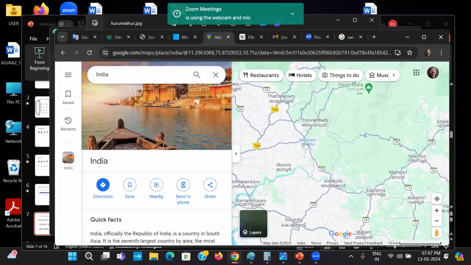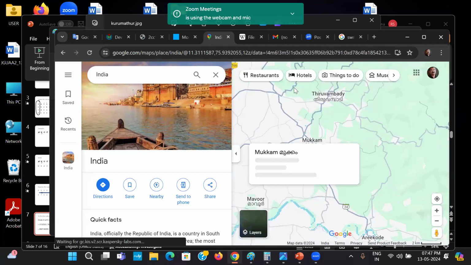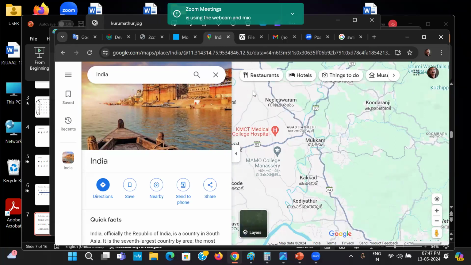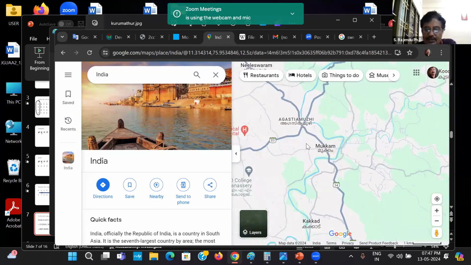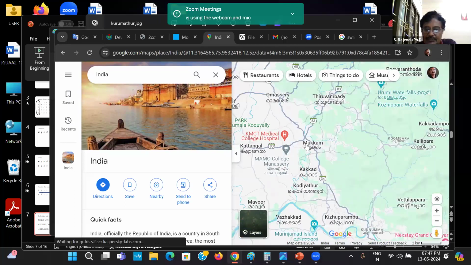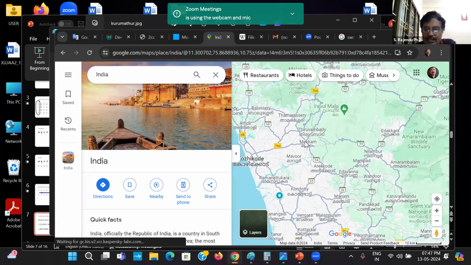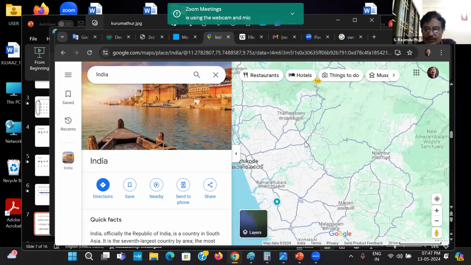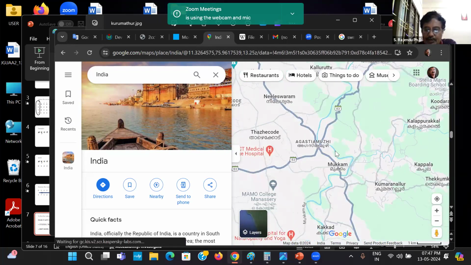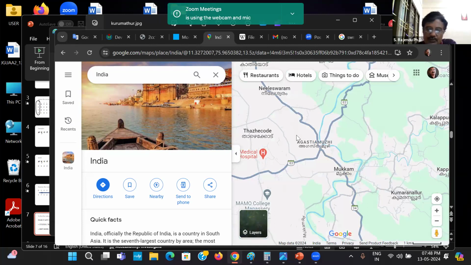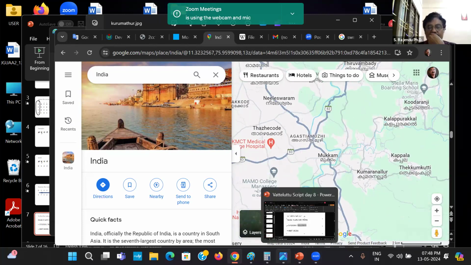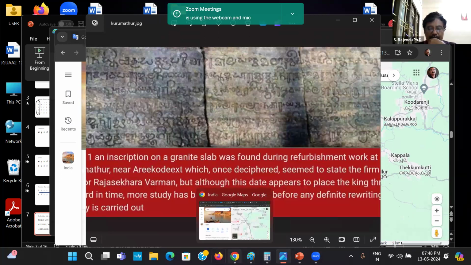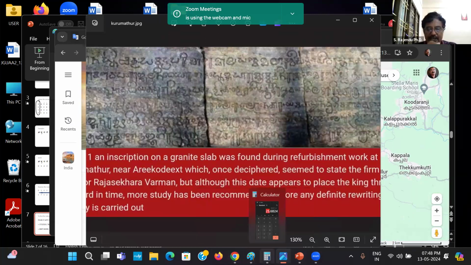Sir, please repeat the calculation of the month. I don't understand. Okay. Here is the place, very near to Calicut. See, here is Calicut. Here is this temple near to Mukkam. Here is the temple with this inscription. Let me repeat the month calculation again.